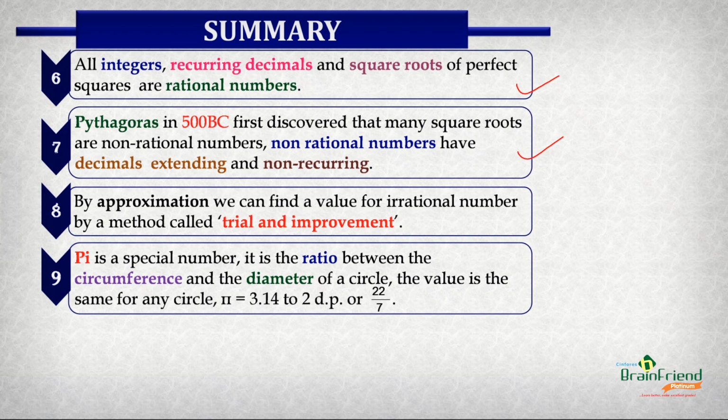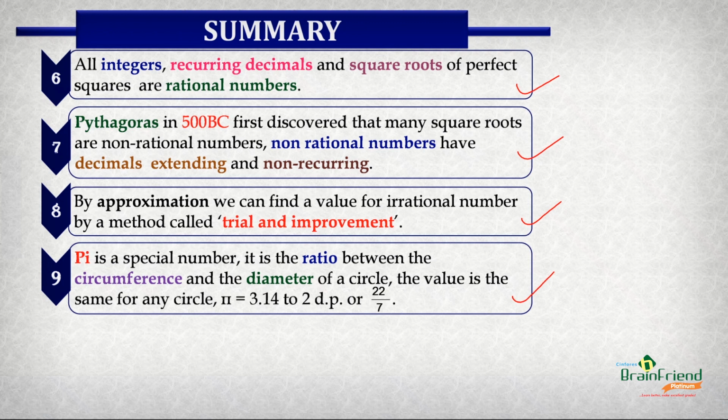Also, we learned that by approximation, we can find a value for an irrational number by a method called trial and improvement. And lastly, we learned that pi is a special number. It is the ratio between the circumference and the diameter of a circle. The value is the same for any circle. Pi is given as 3.14 to 2 decimal places, or 22/7.